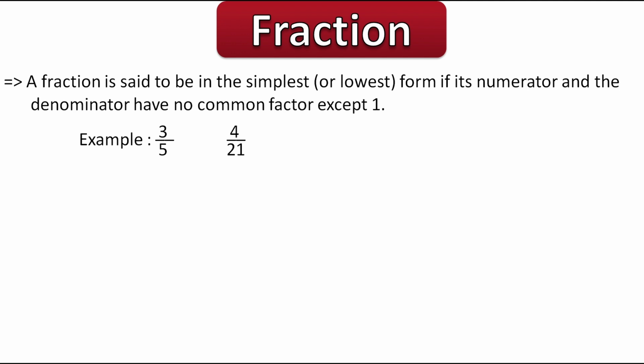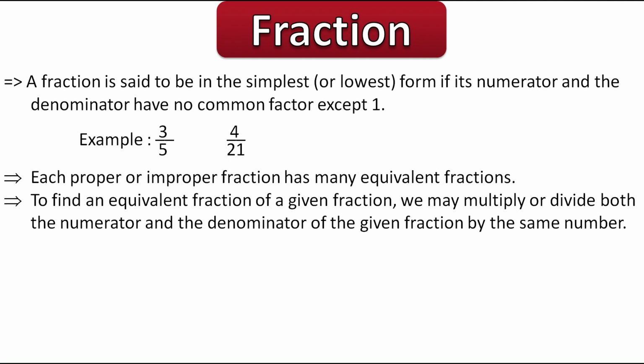Now I am taking one more example, 4 upon 21. Here 4 has the factors 1, 2 and 4, and 21 has the factors 1, 3, 7 and 21. Both of them have more than 2 factors, but still they don't have a common factor except 1. Therefore this fraction is also a simplest form of a fraction. Okay, now let's move to the next point.